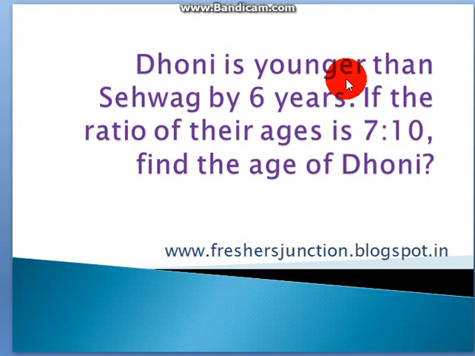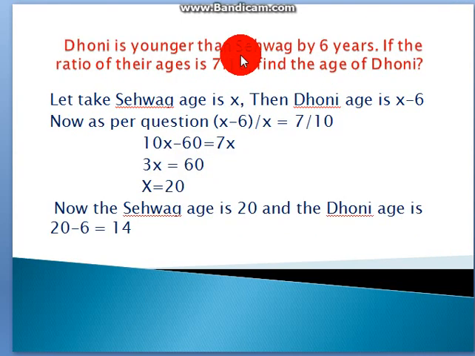The third example question is: Dhoni is younger than Sehwag by 6 years. If the ratio of their ages is 7:10, find the age of Dhoni. Once again, the question is: Dhoni is younger than Sehwag by 6 years. If the ratio of their ages is 7:10, find the age of Dhoni.